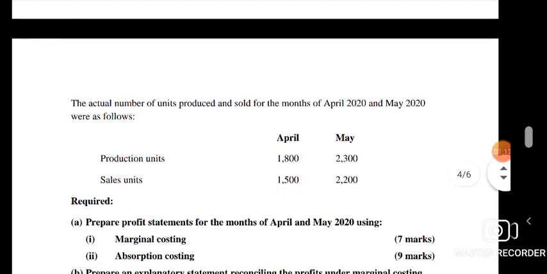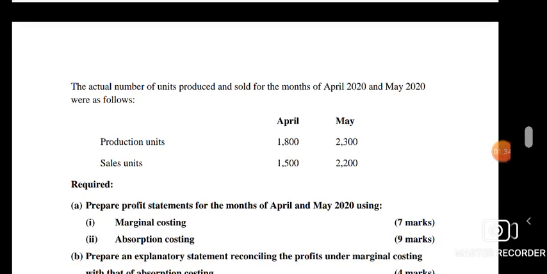So you have the production units in April and May, so you'd have to prepare for 2 months, and I'm sure that's what they're even going to ask for here. Required: prepare profit statements for months of April and May 2020 using marginal and absorption costing principles. Then finally at the end, prepare an explanatory statement reconciling the profits under marginal and absorption costing. So reconciliation also has to be known. So we will talk about all this in this video, and let's get started.